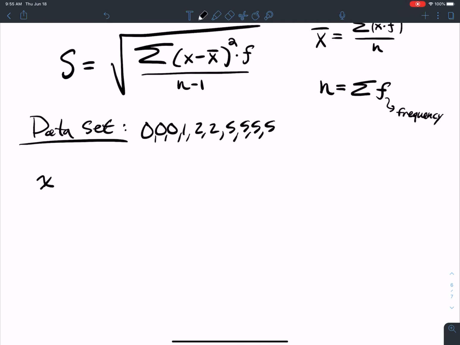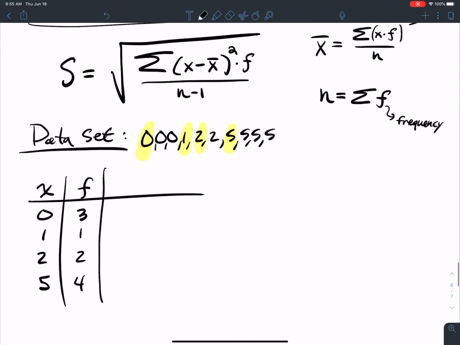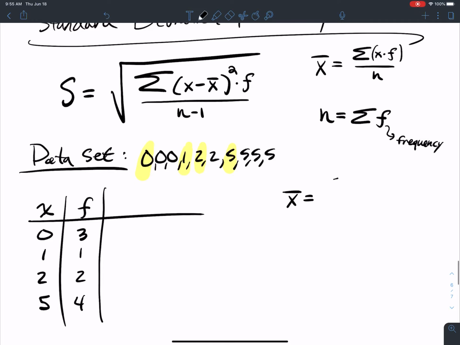So I'm going to set up x values. All the possible x values we run into are 0, 1, 2, and 5. Then I'm going to do how many there are of each. So there's 3 zeros, there's 1 one, there's 2 twos, and there's 4 fives. The next thing I want to do is calculate x bar. To do that, I need the sum of x times f. So I need an x times f column, and then I'm going to add them all up.